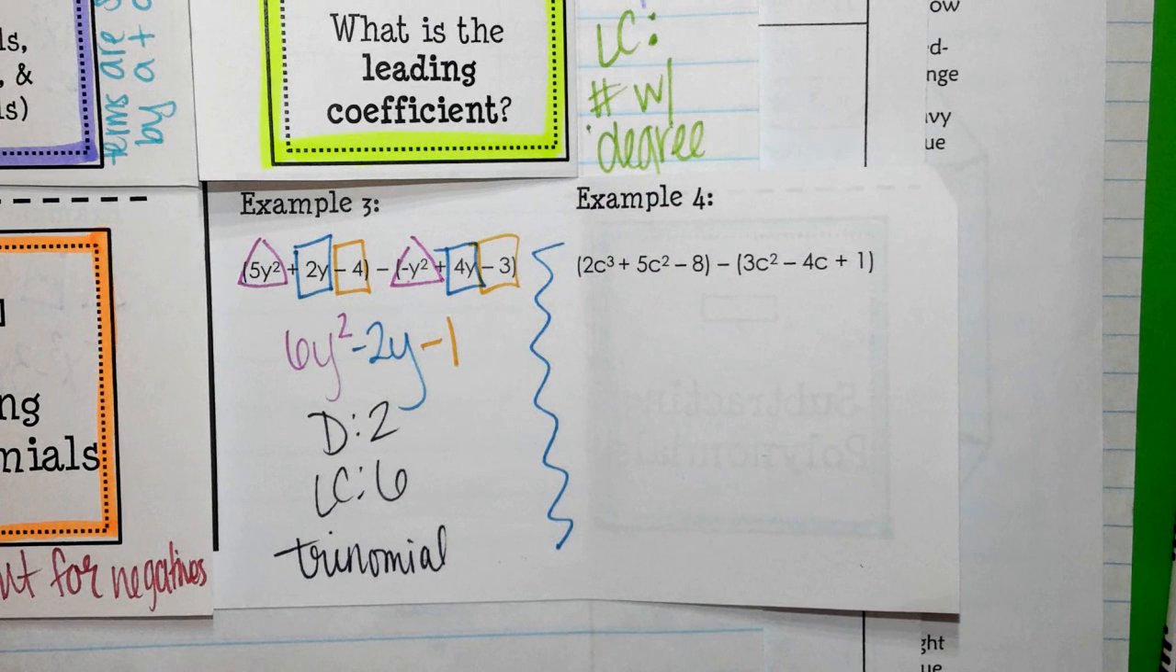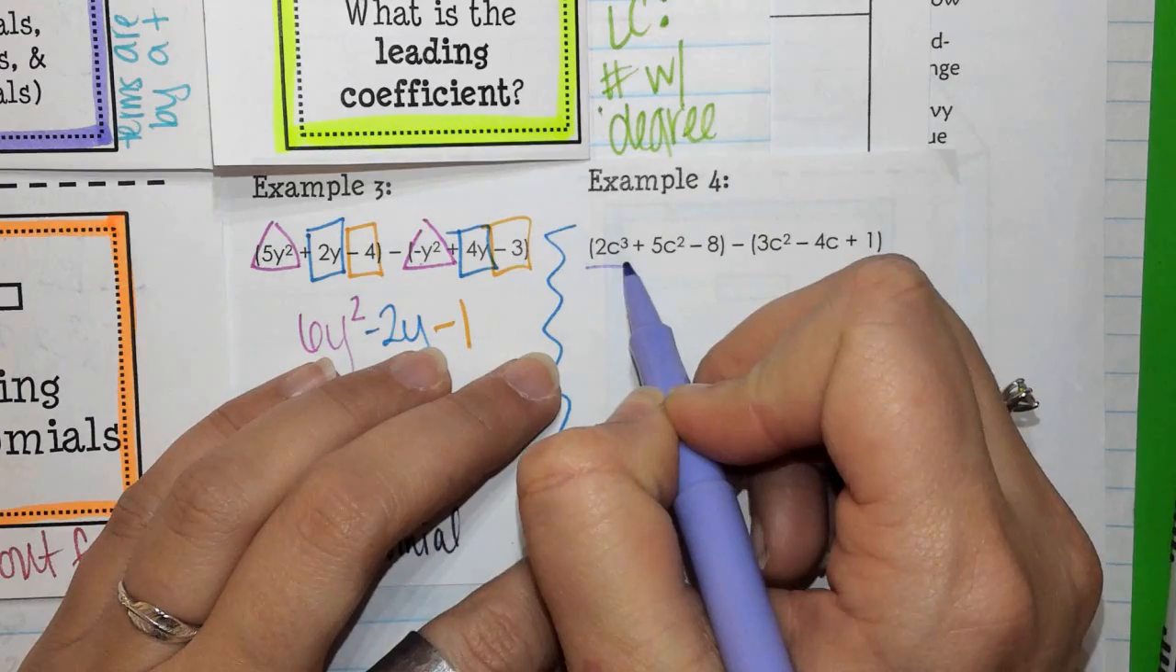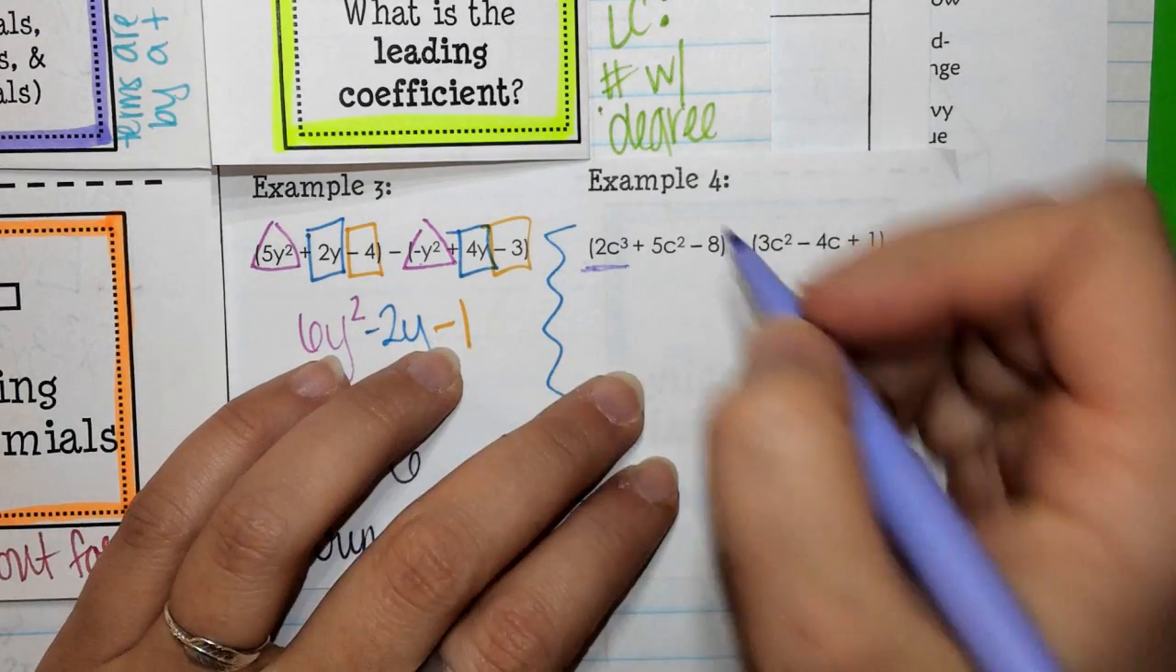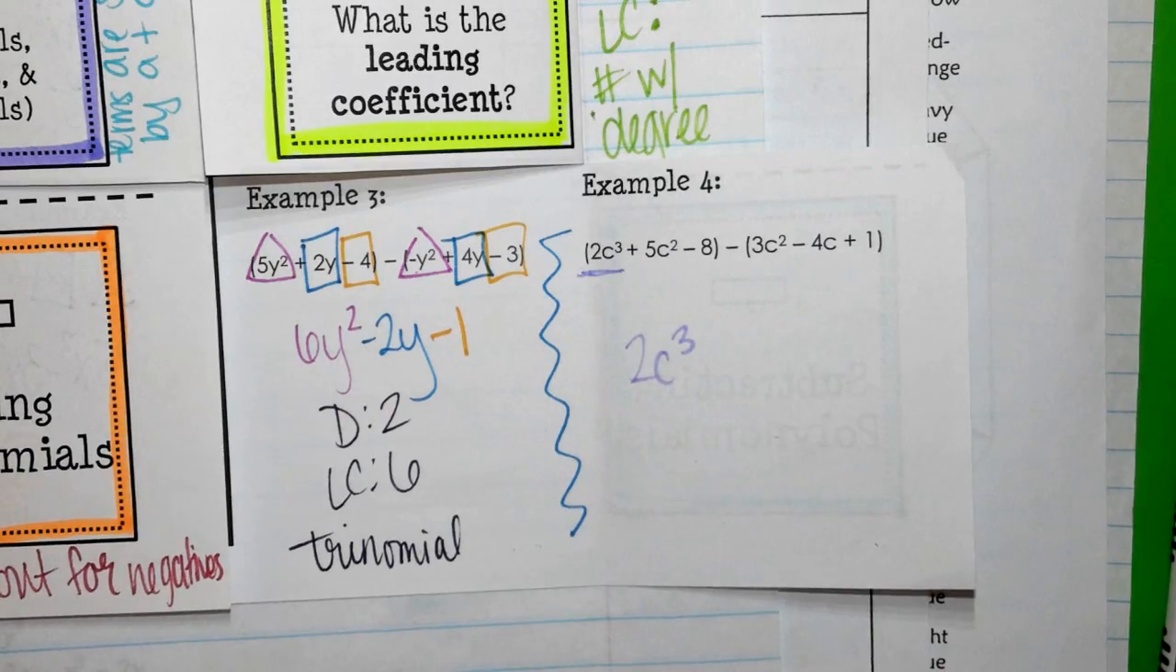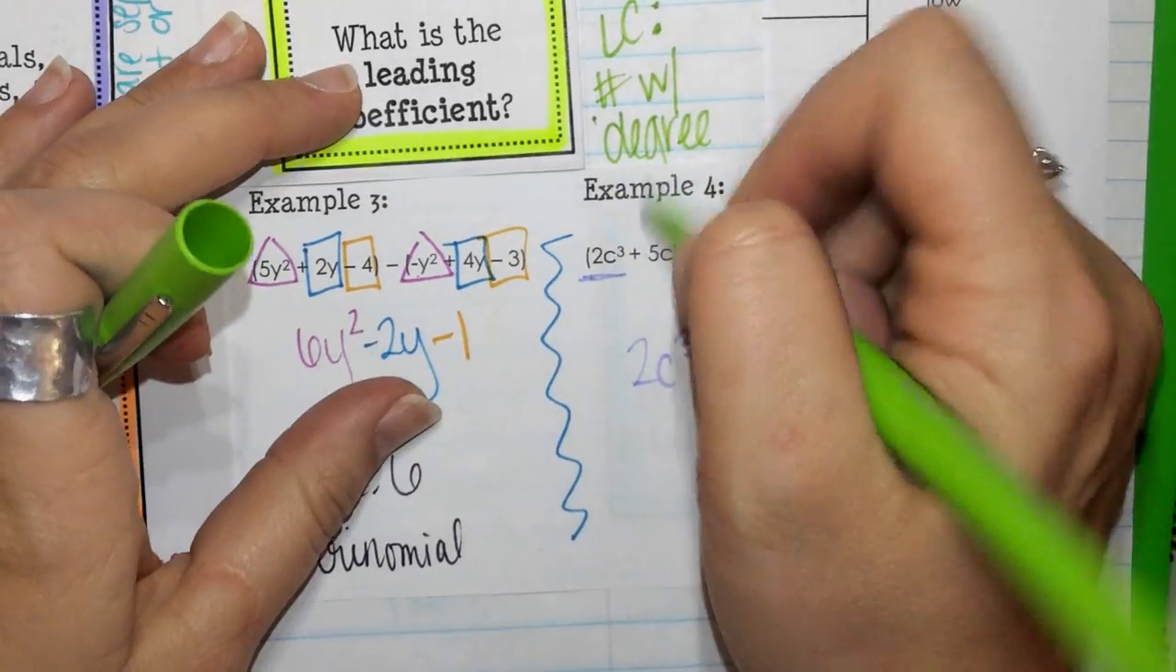Okay, let's do subtracting. Alright, so on this one, it is very, very, very important that you pay attention to the negatives on this one. So now first, do we have anything to combine with this guy? So it's 2c cubed. Alright, next, I'm gonna.